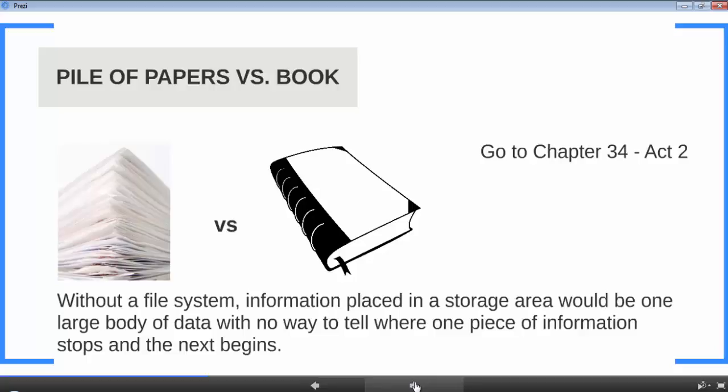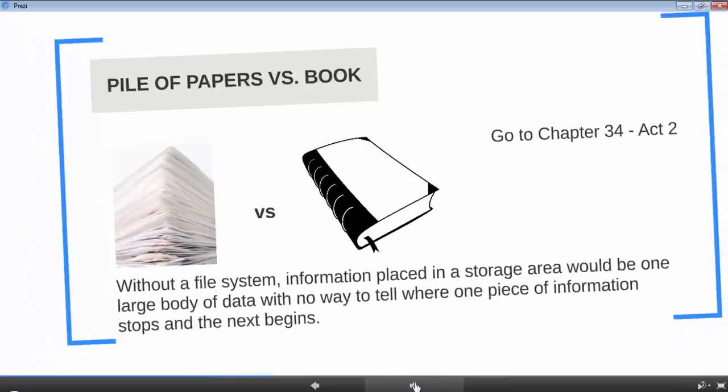Just like a well-organized book, a file system helps to navigate the data that is stored in your storage. Without the file system, the information stored in your hard disk will be one large body of data, with no way to tell where one piece of information stops and the next begins.